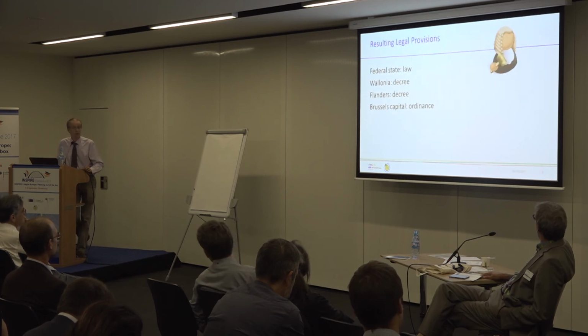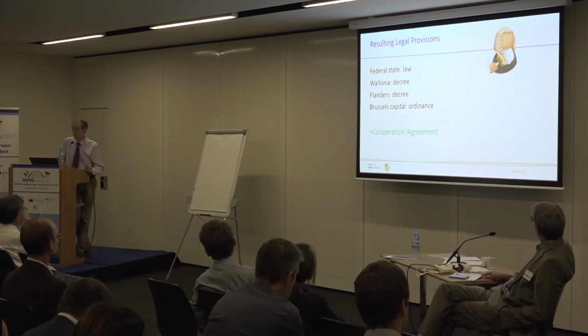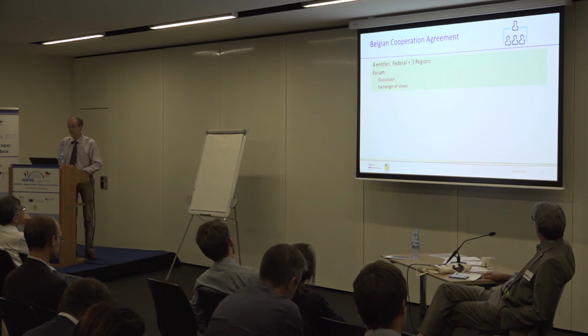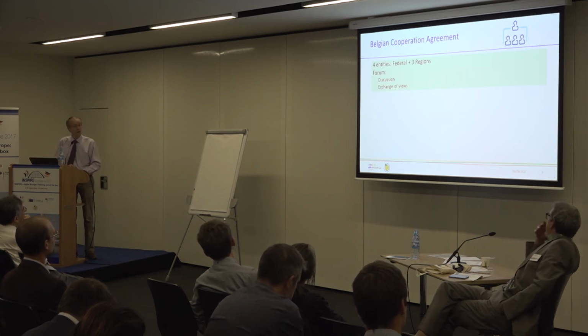And of course, when we made the legal provisions for the directive, a federal law was necessary, along with 2 decrees and an ordinance. But beside that, we also needed a cooperation agreement just because of the necessary coordination between the parties for all these reasons. And so there was a provision in this cooperation agreement that was signed between the 4 entities, the federal and the 3 regions.